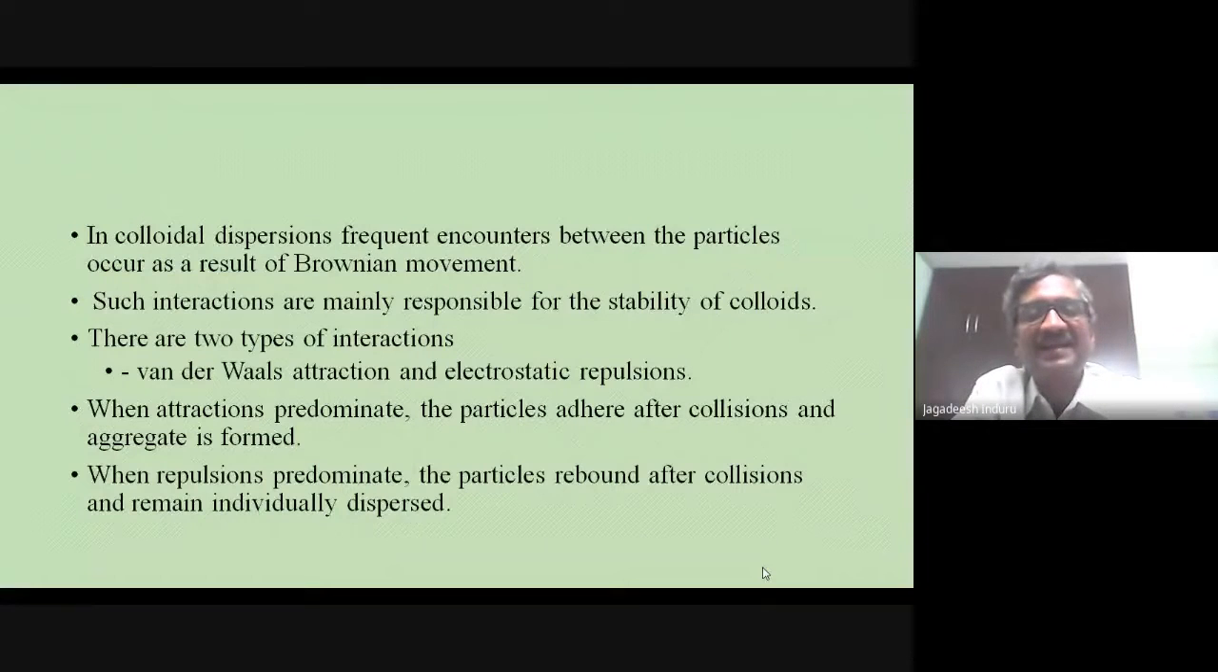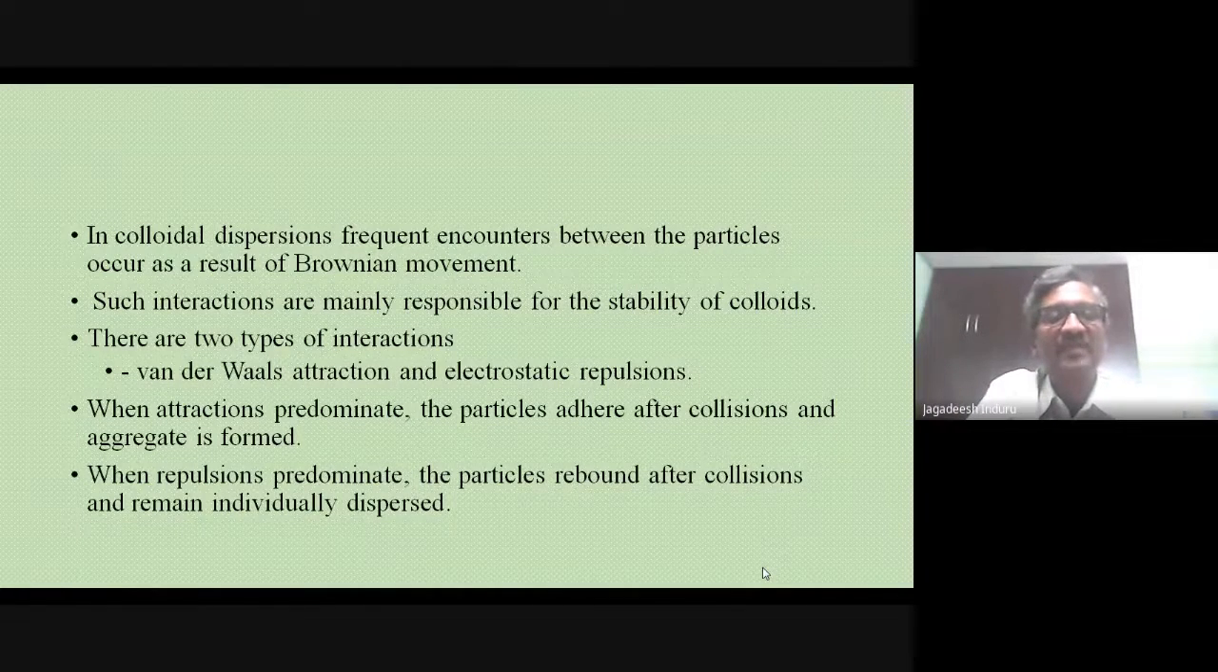So when the attractions are predominant, the particles adhere after the collisions and an aggregate is formed. That causes sedimentation and physical instability. But when the repulsions are predominant, the particles rebound after collisions, and they remain individually dispersed. So this is the reason we need to make electrostatic repulsion the major phenomenon in lyophobic colloids to increase the stability. And we can apply the same thing for all of them.